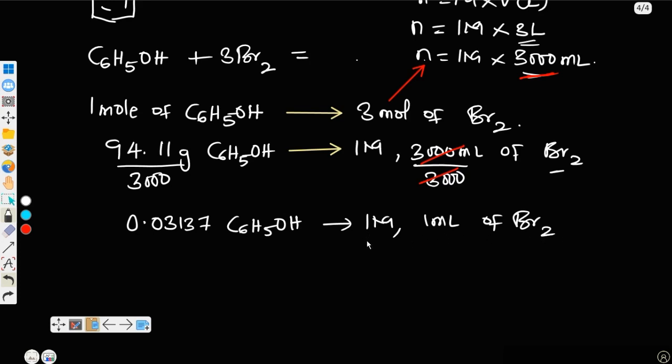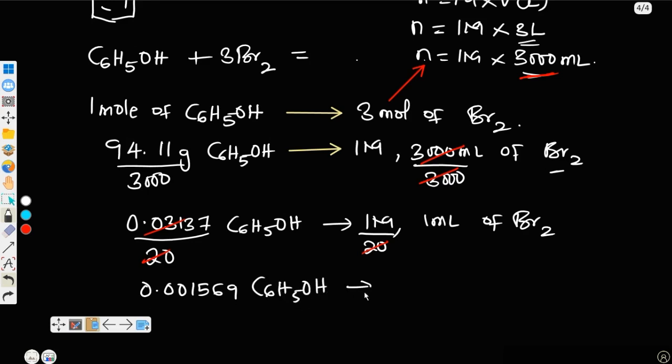So we've gotten to 1 mil, but we must get to that 0.05 molar. How do we get to 0.05? If you divide here by 20, 1 divided by 20 gives us 0.05. Check it. But here, you can also divide by 20. Anything you do here, you must do here. So when you divide and cancel that, you are going to have 0.03137 divided by 20, which gave us 0.001569 gram of C6H5OH to give us 0.05 molar 1 mil of BrO2.